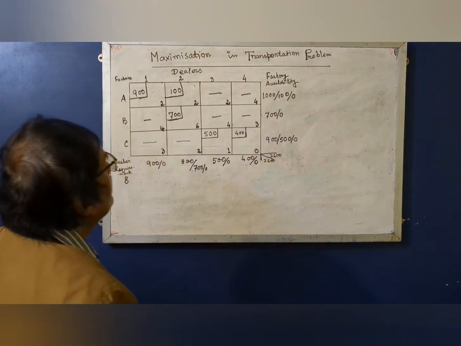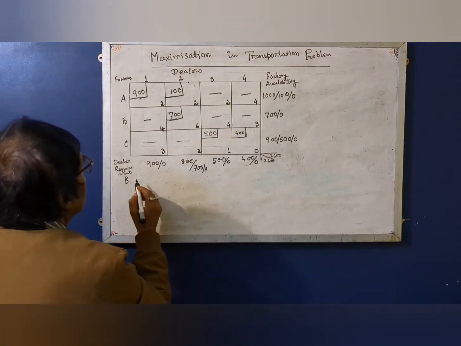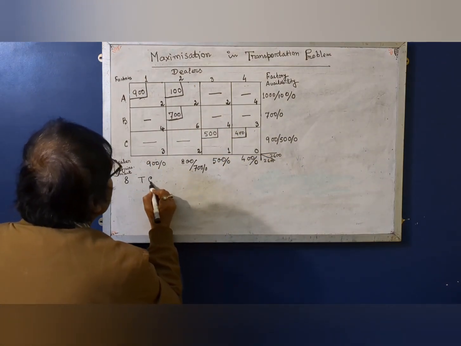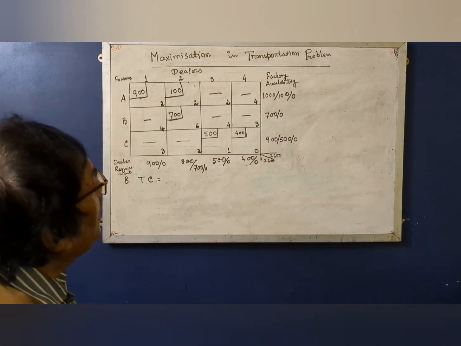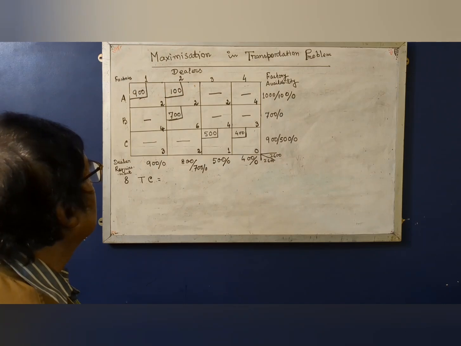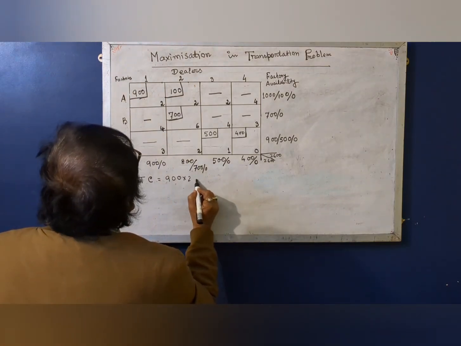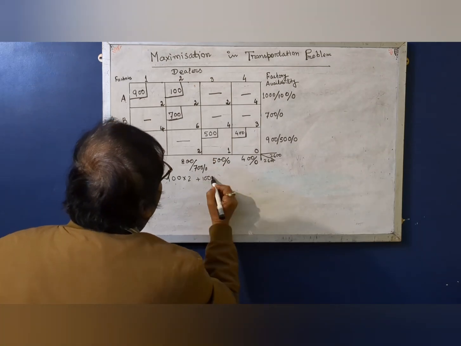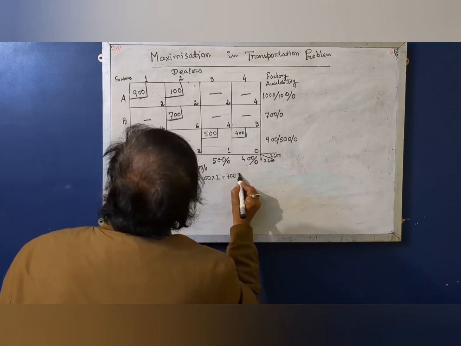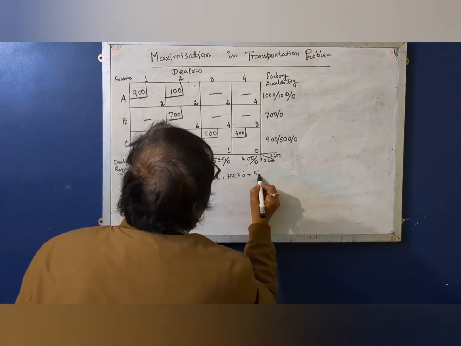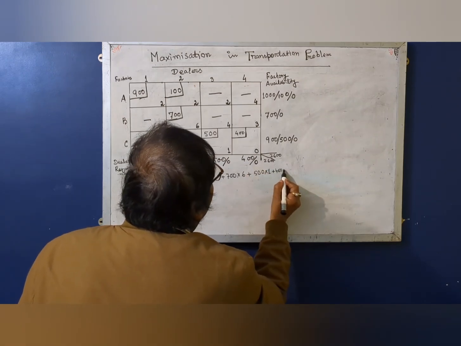Now we have to move to the second step. What is the total cost for this allocation? It is better to note it down, because in future, after applying the optimization technique, the cost will be either the same or decreased. So I am going to note down 900 into 2 plus 100. For this allocation, the total transportation cost will be this, plus 700 into 6 plus 500 into 1 and 400 into 0.